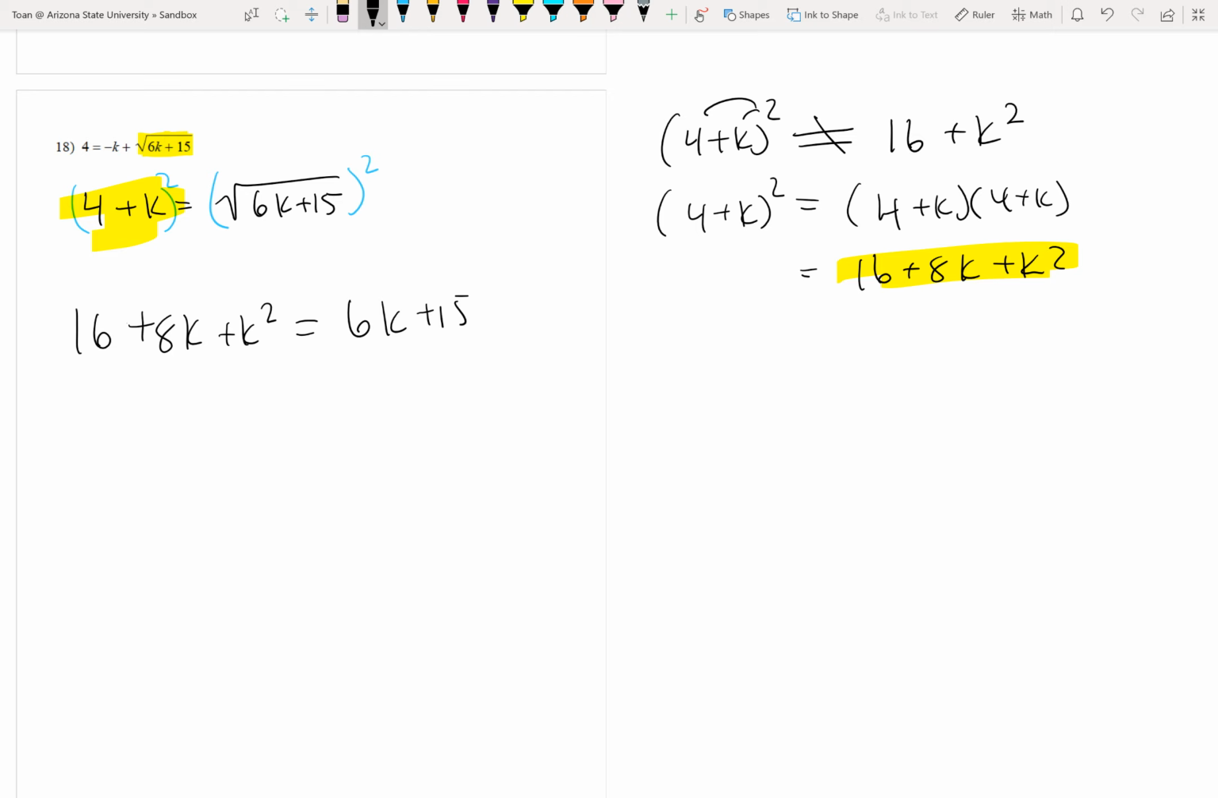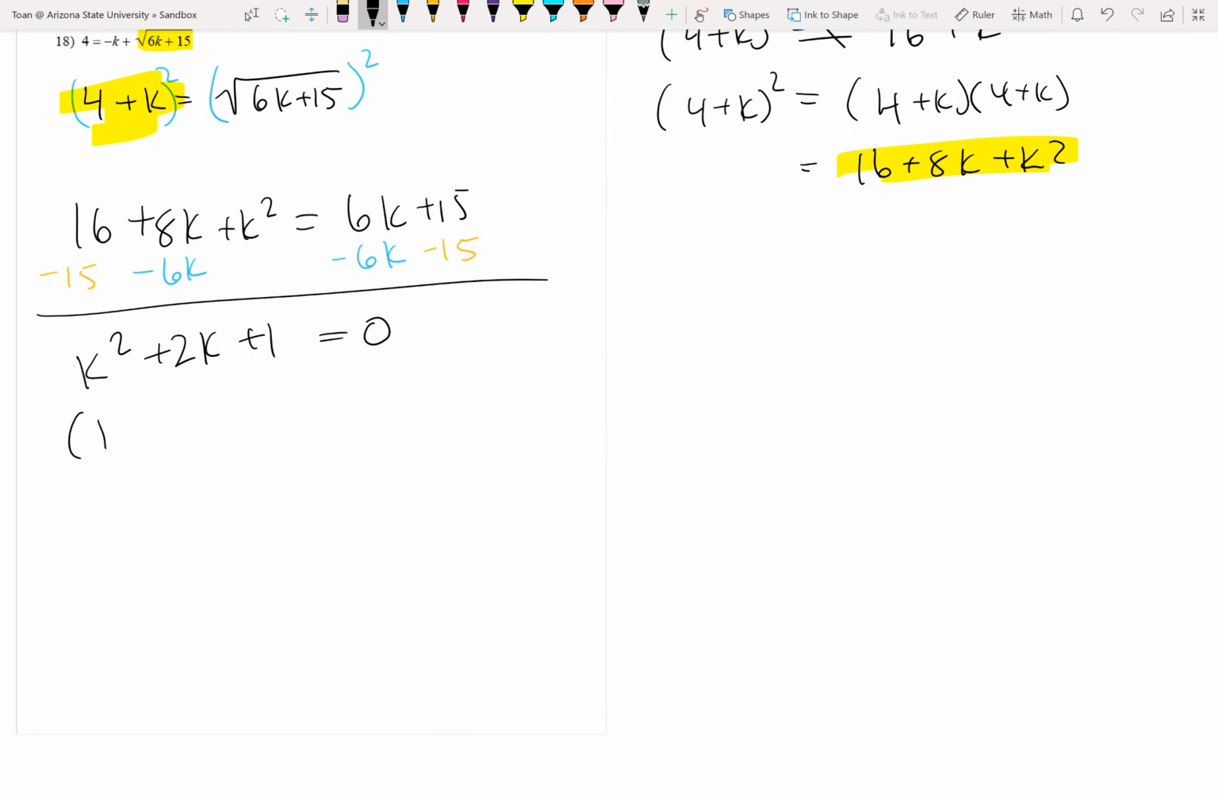And then you just solve it like a regular quadratic. Let's go ahead and subtract 6k, or move everything onto one side. And then let's do 2 steps at once and minus the 15 here. So that's going to give us, I'm going to write the k squared first, and then 8k minus 6k is positive 2k, 16 minus 15 is a positive 1, and solve by factoring, completing the square, quadratic formula, what have you. Fortunately, this is factorable, k plus 1, k plus 1. And then either way, you get k equals 1.